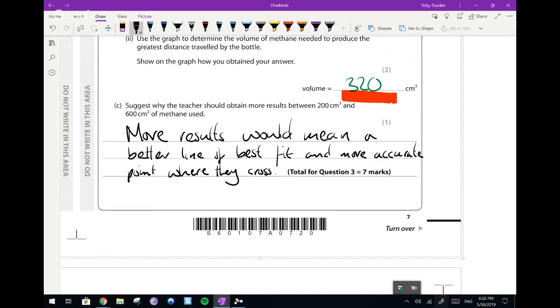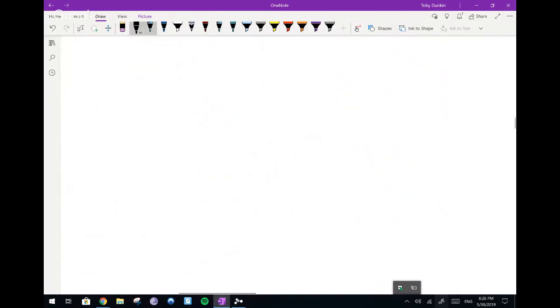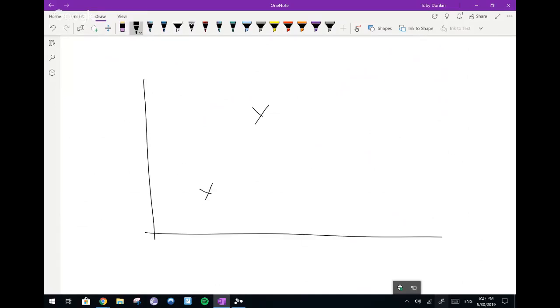Remember that whenever you repeat or do more experiments, you're going to get a better line of best fit. Just to quickly explain that, because whenever you do an experiment, students often say, how many points do I need? How many experiments do I need to do? 3 is never enough. The reason being, if you have 3 points, there must be a curve.